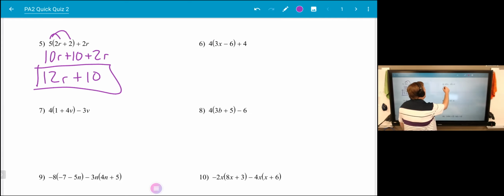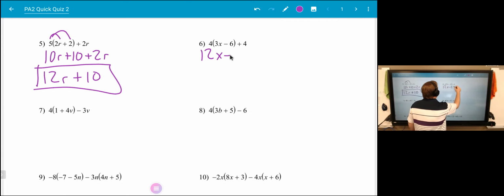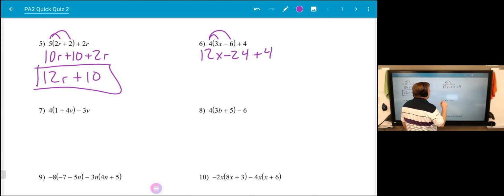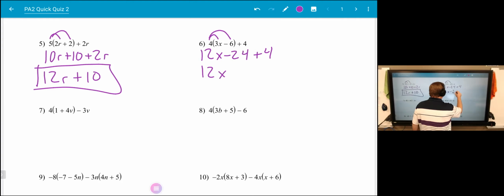Simplify number 6, we're going to distribute through again. We get 12x minus 24. Plus 4, again, 4 to the 3x, 4 to there. Combine the things with x's, well, there's just one thing, so it's still 12x. Negative 24 plus 24, minus 20.